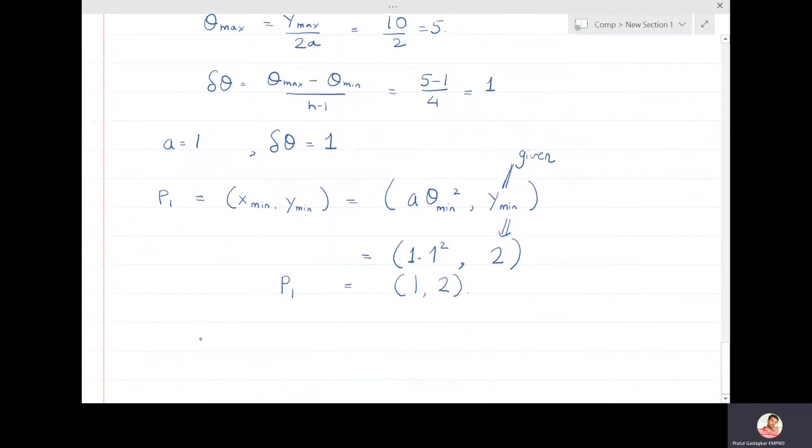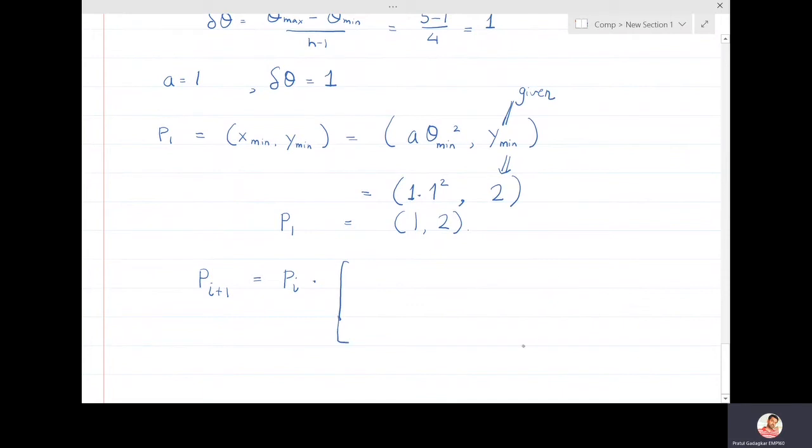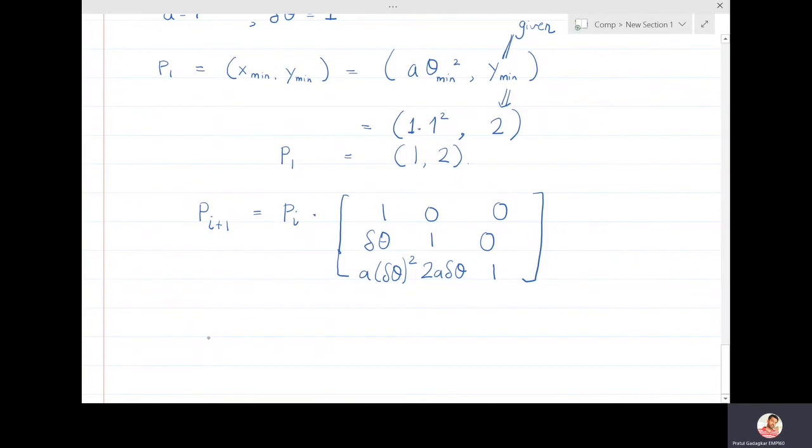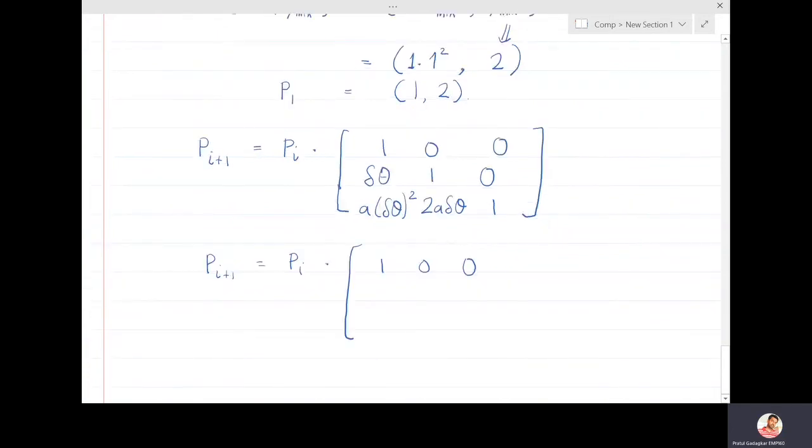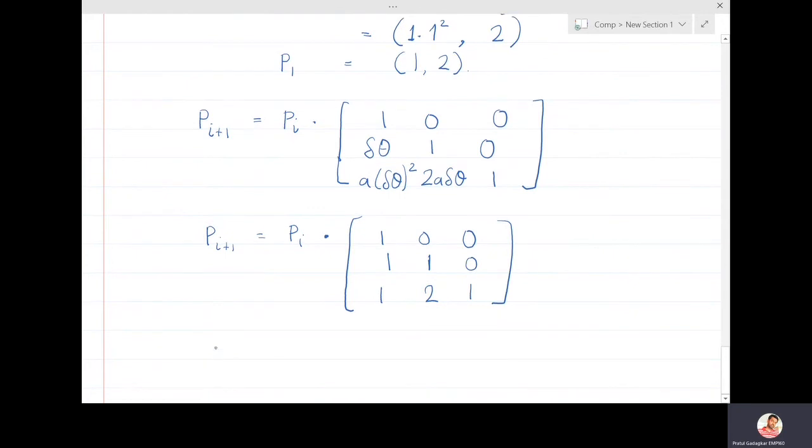Now we know that we have to generate the other points using this formula, a 3 by 3 matrix, which is given by 1, 0, 0, delta theta, 1, 0, a delta theta square, 2a delta theta, and 1. When we put in the values, everything is 1 actually. So all the values of a and delta theta are 1. So this formula will become P(i+1) is equal to P(i) into 1, 0, 0, 1, 1, 0, 1, 2, 1. So this formula will help me to generate the points P2, P3, P4 and P5.